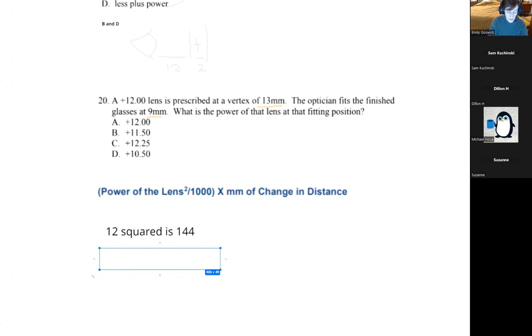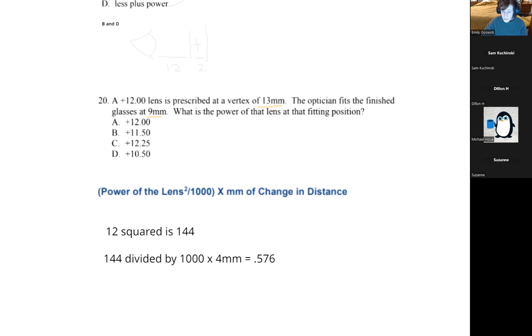So times 4 millimeters. When you do that math out, that comes out to 0.576. The plus lenses at this point are moving closer to the eye, so we know that they're going to decrease in power.